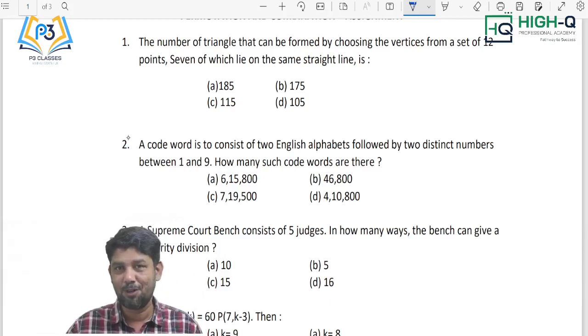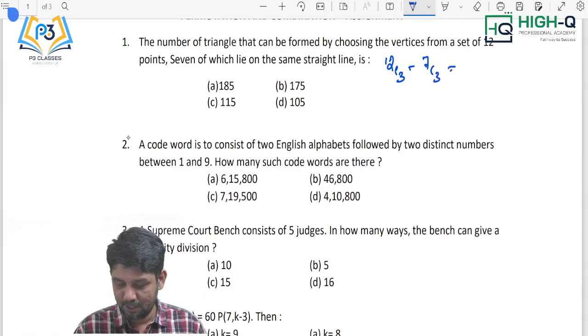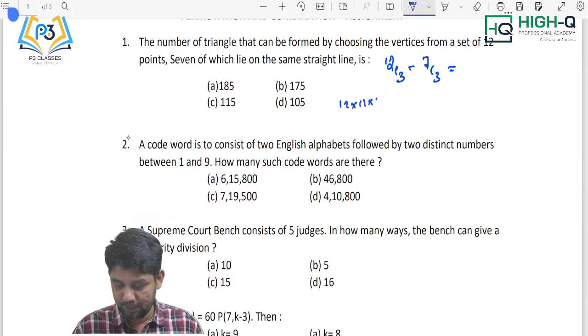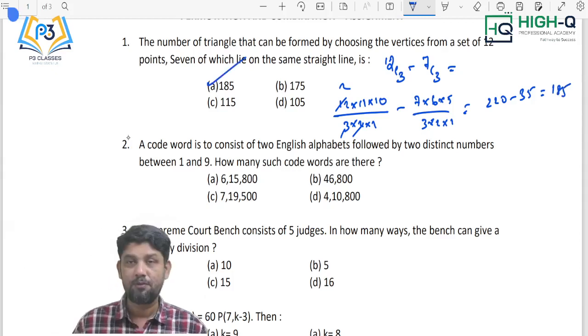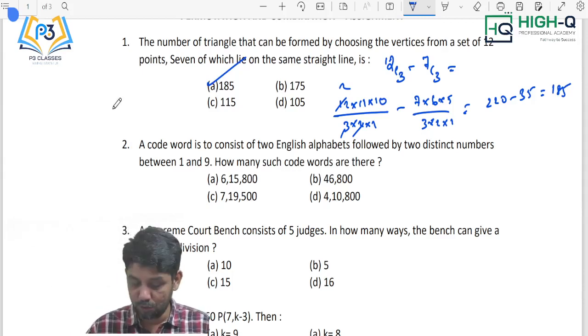Of course, I gave you the formula directly. I hope you remember it. What is it? NC3 minus RC3. So here it will be 12C3 minus 7C3. 12C3 is 12 into 11 into 10 divided by 3 into 2 into 1, minus 7C3, which is 7 into 6 into 5 divided by 3 into 2 into 1. That gives 220 minus 35, which is equal to 185. Of course, I remember 12C3 and 7C3, but in the exam, this is the way you are going to do it.